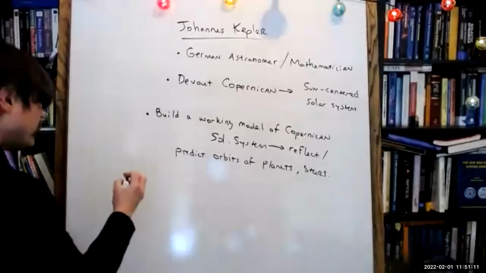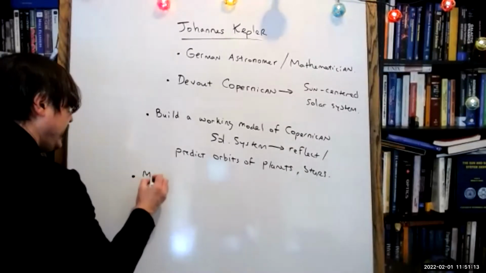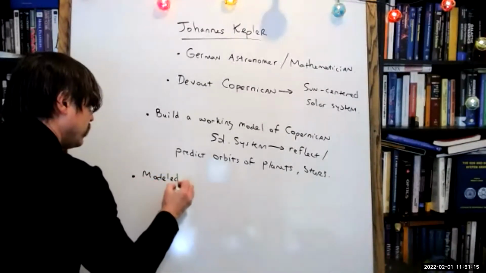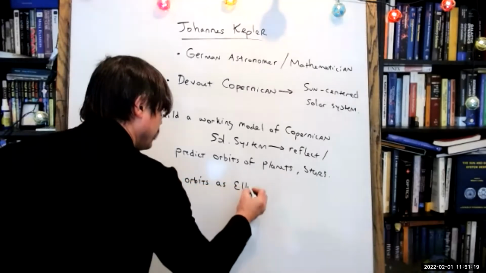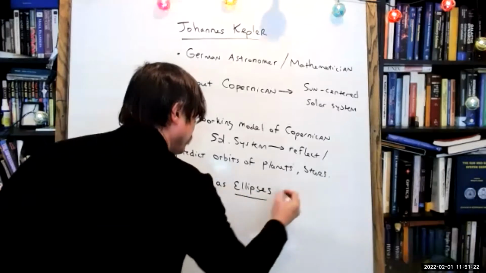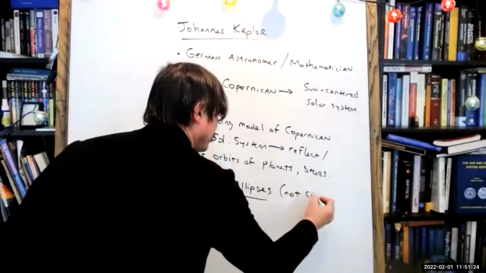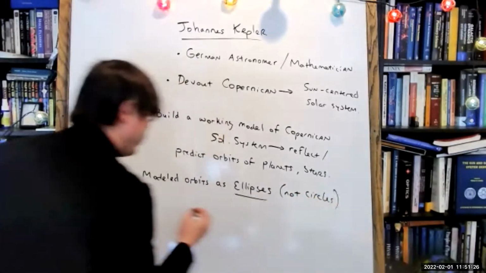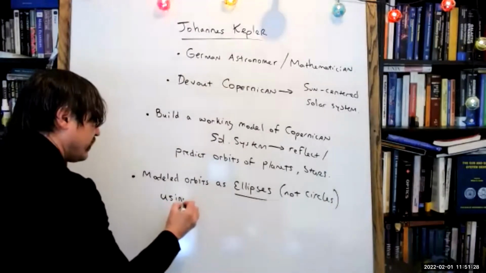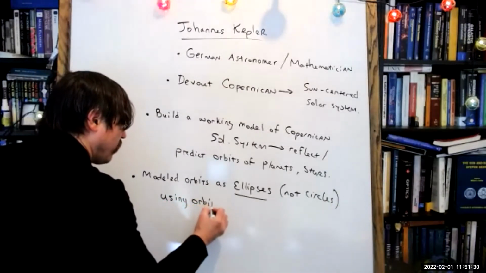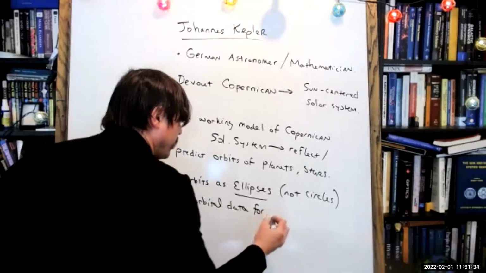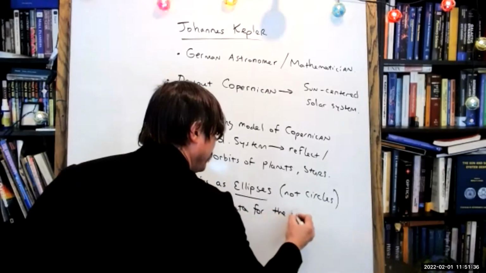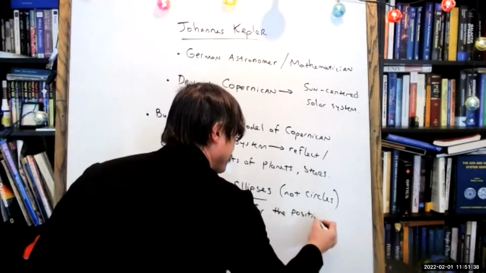So let's finish up. Kepler, his famous thing was that he modeled orbits as ellipses, and we'll put in parentheses, not circles. And he did this using orbital data for the positions of Mars.